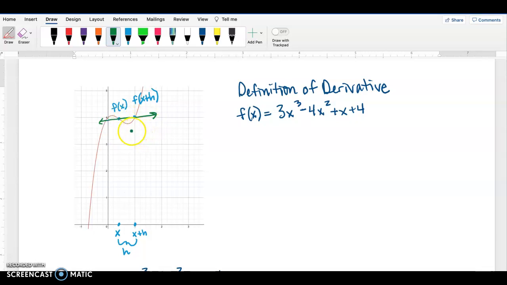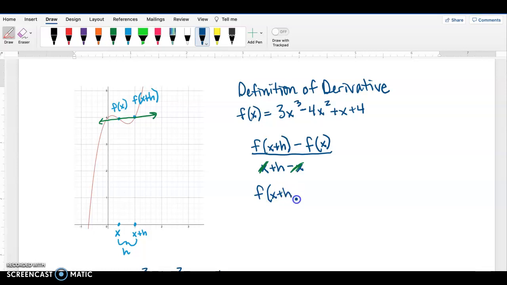Then we could find the slope of the secant by doing change in y over change in x. So our change in y is f of x plus h minus f of x, and our change in x is x plus h minus x. If you notice, the x's cancel out, right? So our expression becomes f of x plus h minus f of x, all over just h.